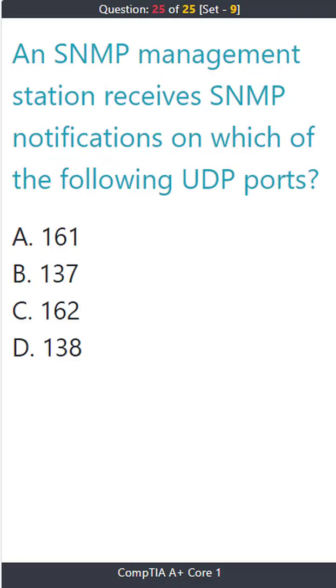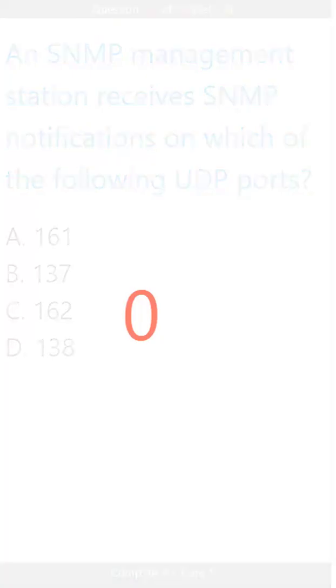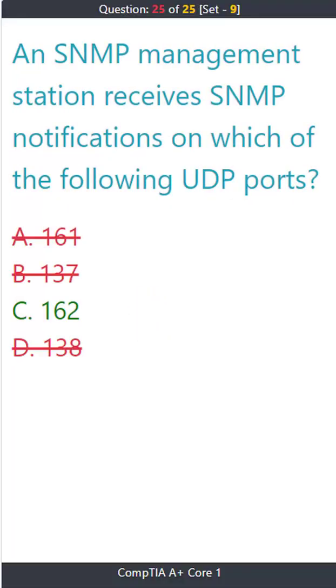Question 25. An SNMP management station receives SNMP notifications on which of the following UDP ports? A. 161. B. 137. C. 162. D. 138. The correct answer is C. 162.